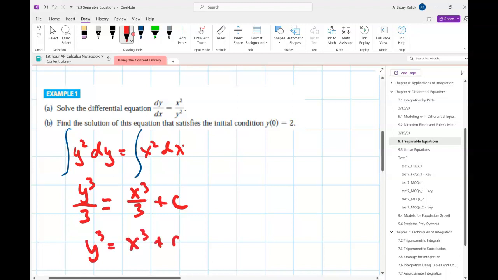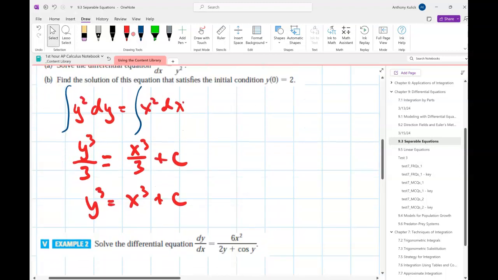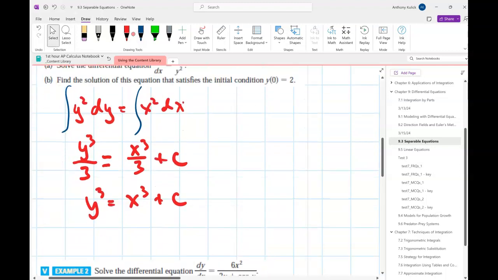And now 3 times c is still just c, right? Because it's a constant, it's fine. The c just absorbs whatever you do to it, basically, because 3 times c is still just a constant. So just call it c still. So you just solve for y and then throw the c on at the end. You could do it that way also, sure.